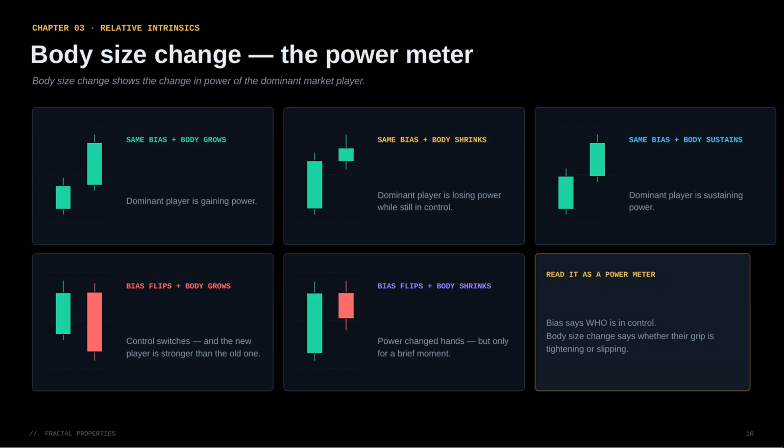Now flip the bias. If bias changes and the body grows, control switched hands, and the new player is stronger than the previous one. If bias changes but the body shrinks, power changed hands only for a brief moment. Bias tells you who. Body size change tells you whether their grip is tightening or slipping.